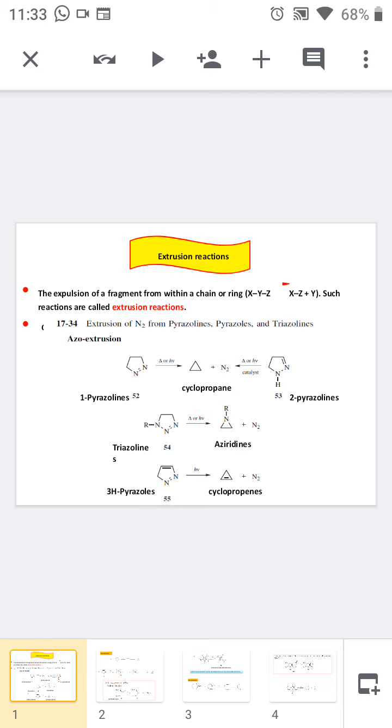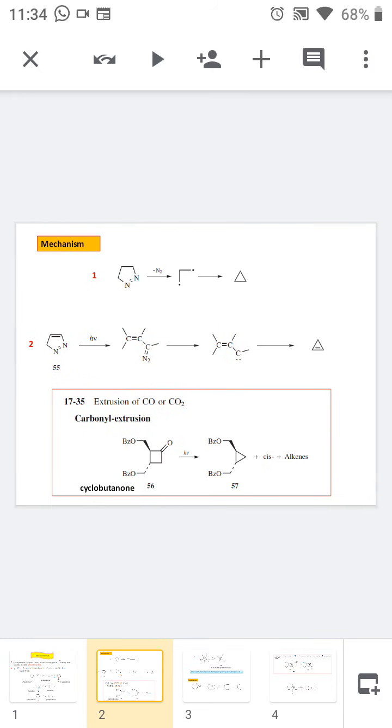Next, we are moving into the next example, that is triazolene. If you are heating this triazolene, the nitrogen is eliminated and we will get aziridine as the product. And next example for the nitrogen extrusion reaction is elimination of the nitrogen from pyrazoles, the structure 55. After the elimination of the nitrogen, we will get cyclopropenes. So these are the examples of the aza extrusion or nitrogen extrusion reaction. Now we are moving into the mechanism, how it will happen.